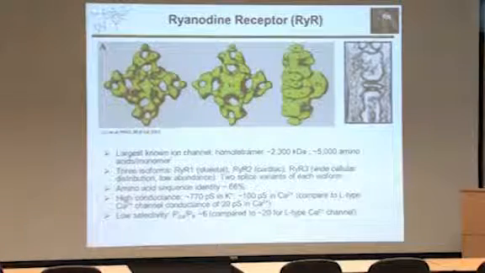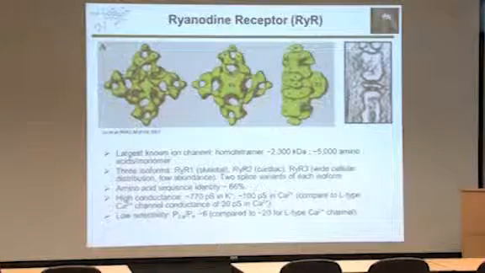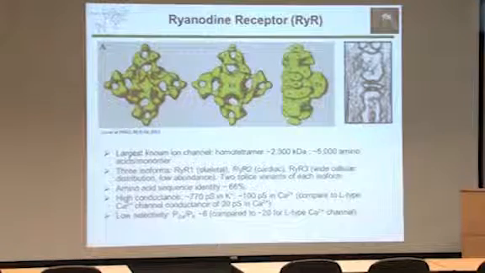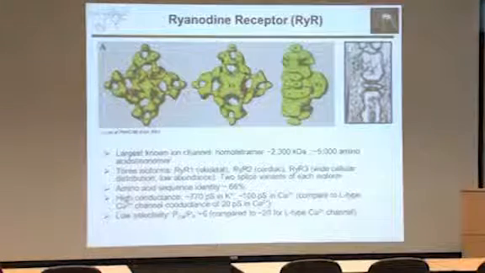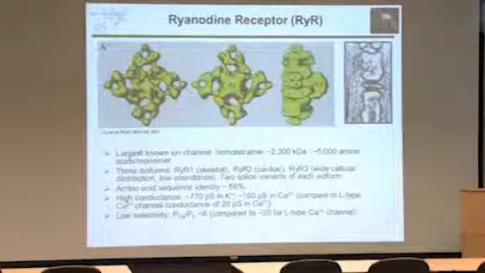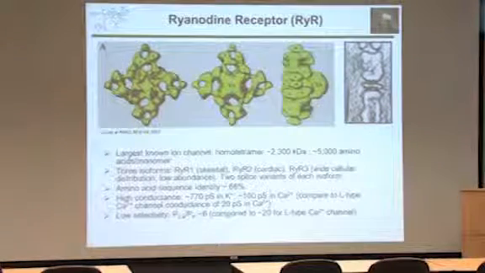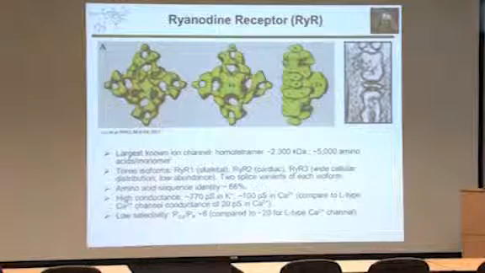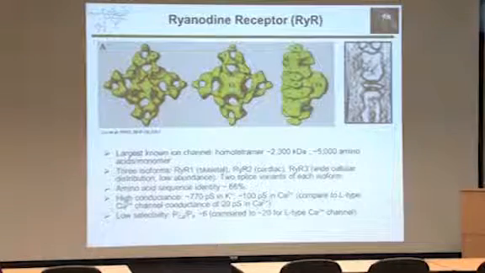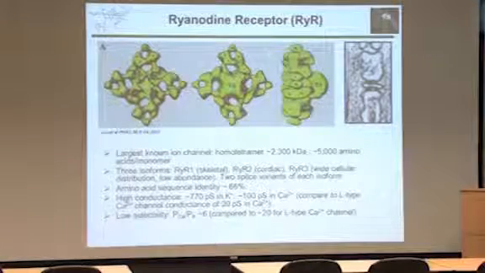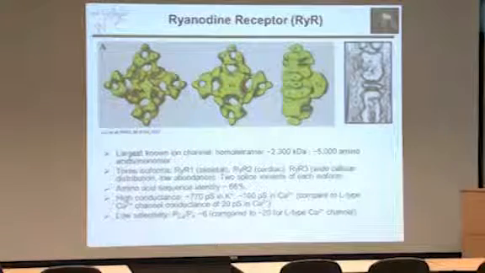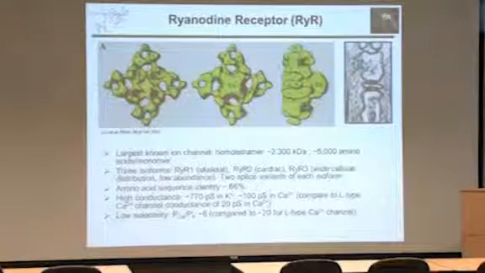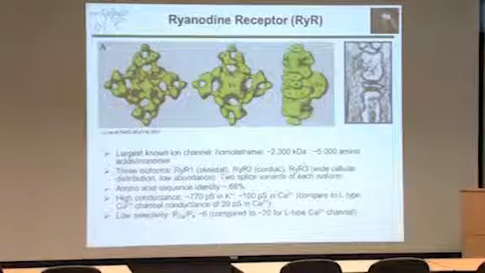There are 3 isoforms, RyR1, RyR2, and RyR3. RyR1 is the predominant form in skeletal muscle. If you isolate ryanodine receptors from skeletal muscle, you get greater than 95, maybe 99% RyR1, and a tiny amount of RyR3. If you isolate channels from the heart, you get almost all RyR2. Unfortunately, there's no tissue that you can isolate RyR3 from.